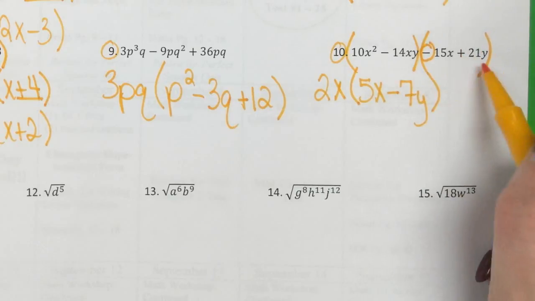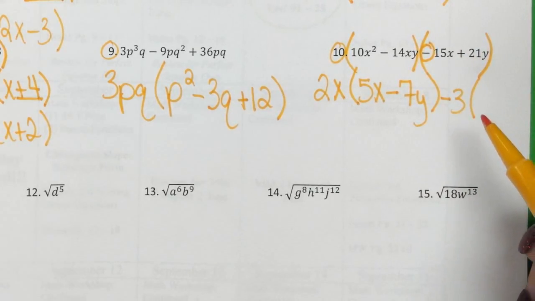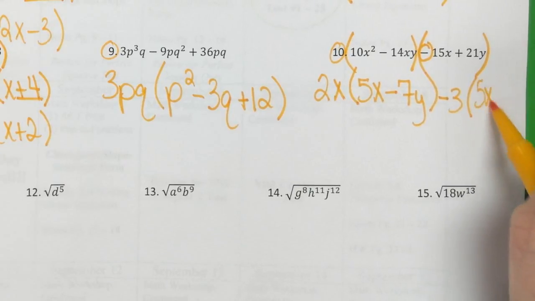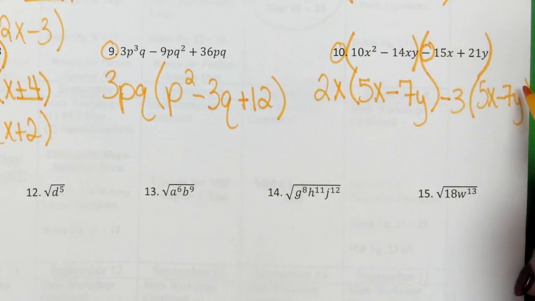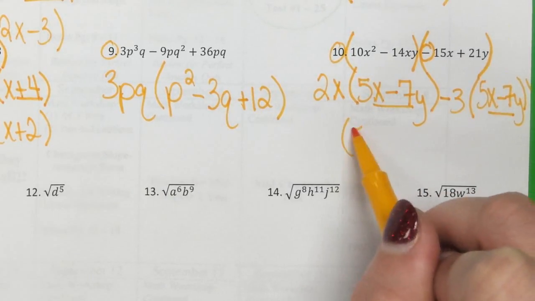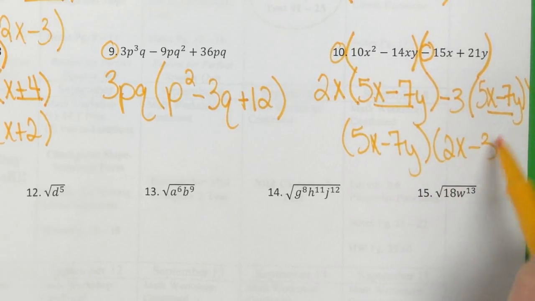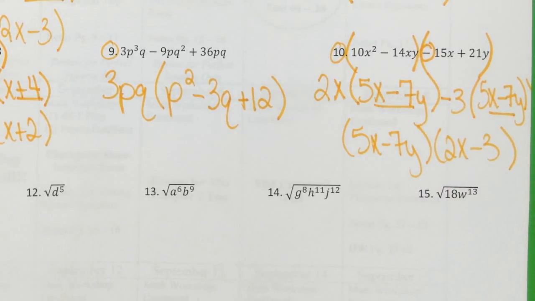All right, what about the next 2? Oh, careful. Negative 3. Put your phone up, please. And what do you get left? 5x minus 7. Y. There you go. Very good. And then you know you did it right because those 2 are the same. 2x minus 3. There you go. Y'all okay?